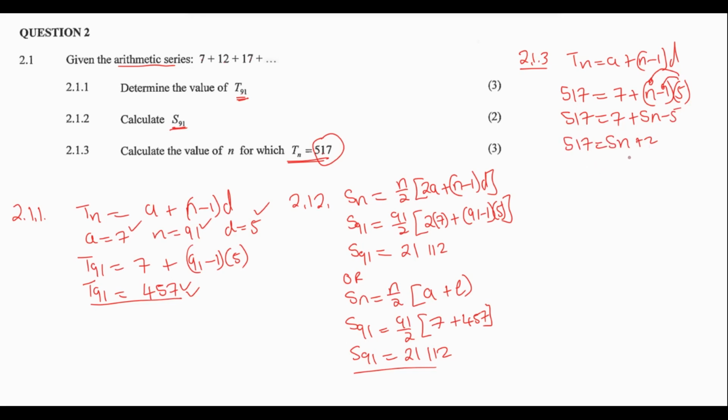Right, let's subtract 2 from both sides of the equation. 515 is equal to 5n, and therefore n is equal to 103 after dividing by 5 on both sides of the equation. So 517 is term number 103.